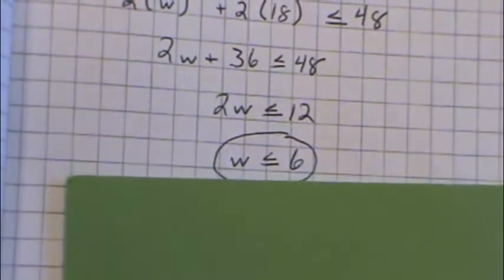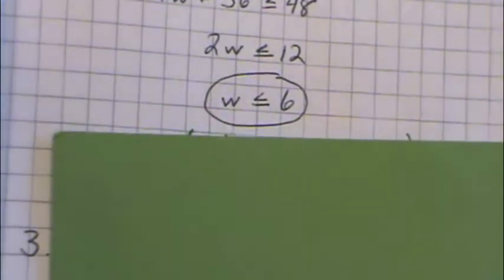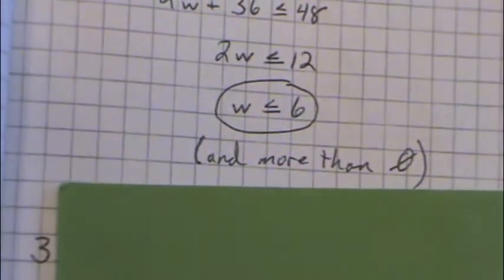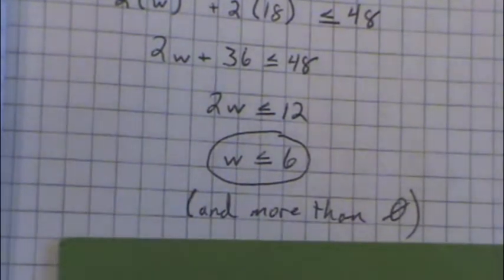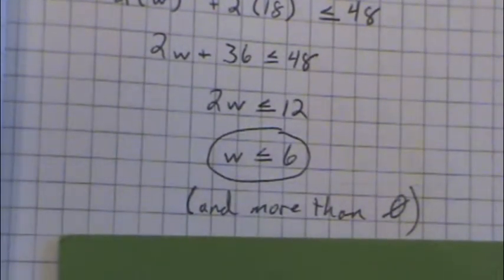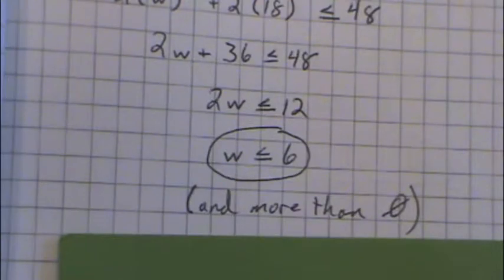Ta-da, moving on. Your width less than or equal to 6 and more than 0. You can't have it be less than 0. It doesn't work, at least according to the rules of physics of our universe. Problem 3.